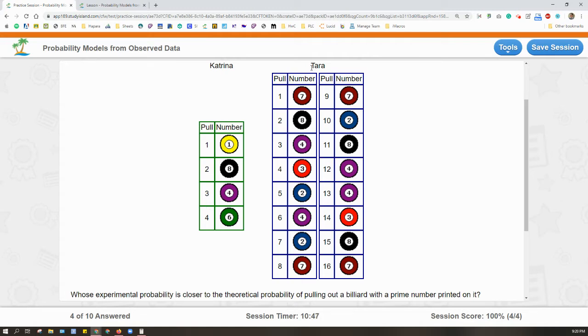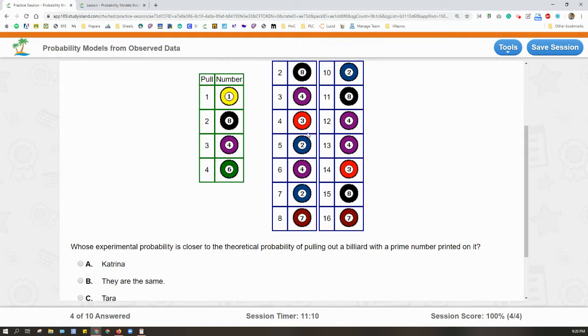And that was the way we should have leaned right in the beginning because Tara pulled out way more billiard balls. She did the experiment more times. And if you want results that are close to the theoretical results, then your pathway that you want to take is doing the experiment more times. The more you do the experiment, the closer your results will get to the theoretical results. So we're going to pick Tara here.